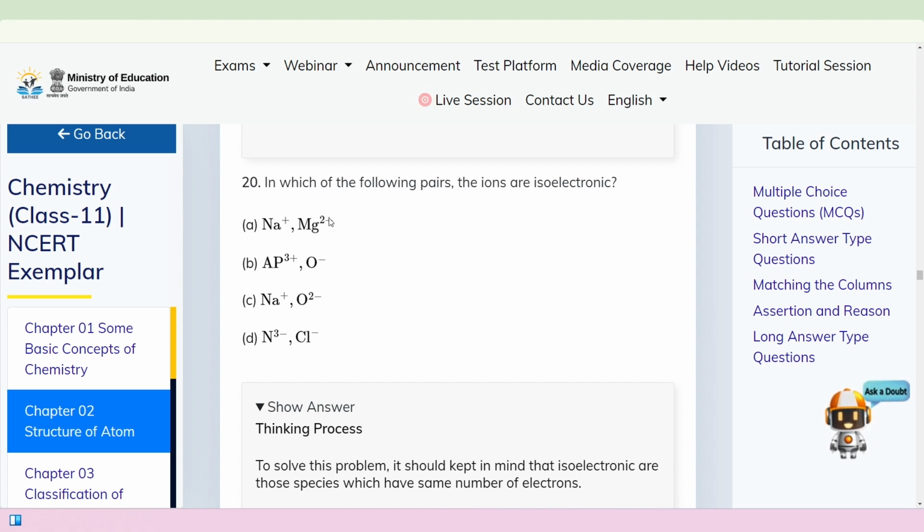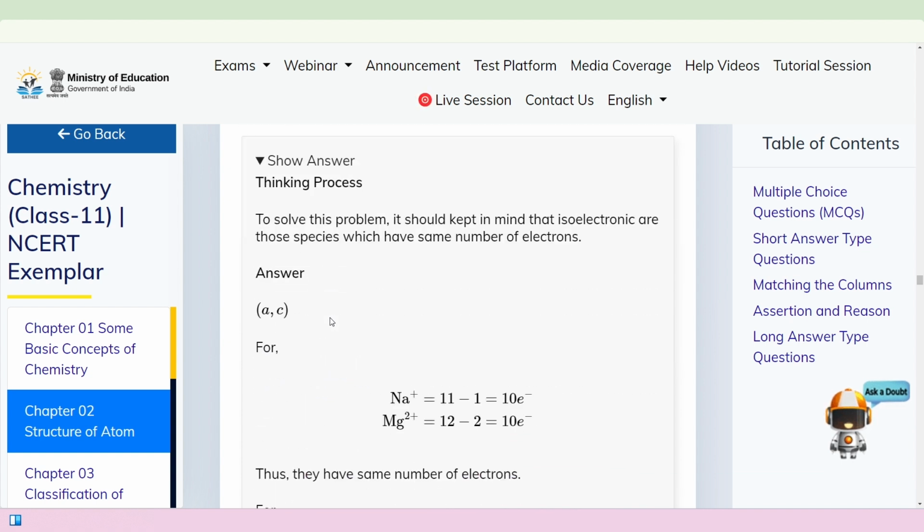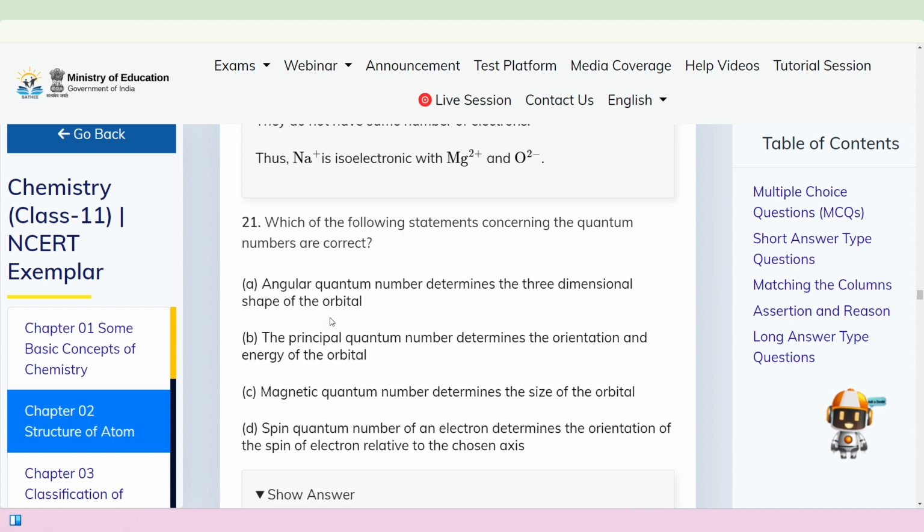What about Mg2 plus? Mg has an atomic number of 12. If you remove 2 electrons, since it has a 2 positive charge, that would result in 10 electrons. So both are isoelectronic in nature. You can similarly do it for all the other three. I am leaving this one as homework for you.